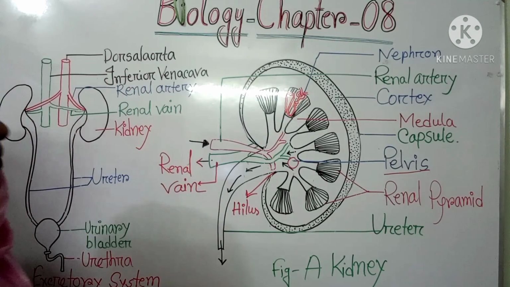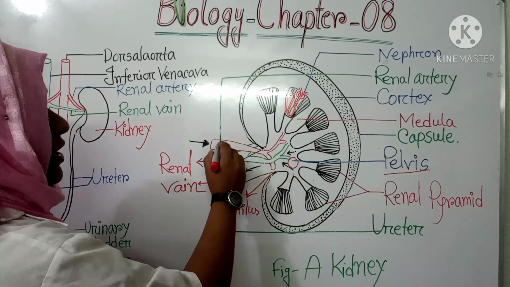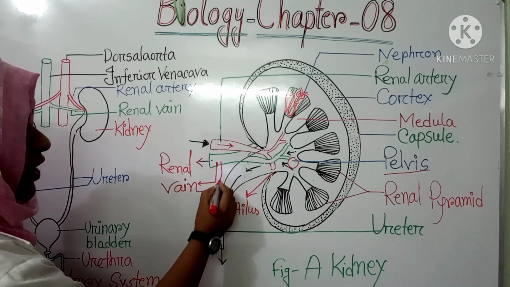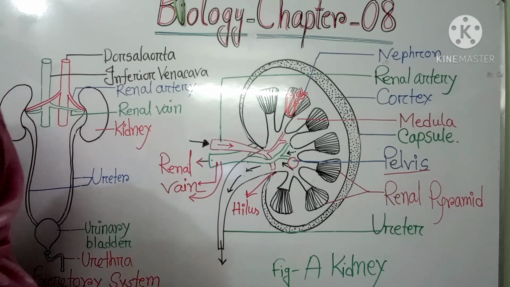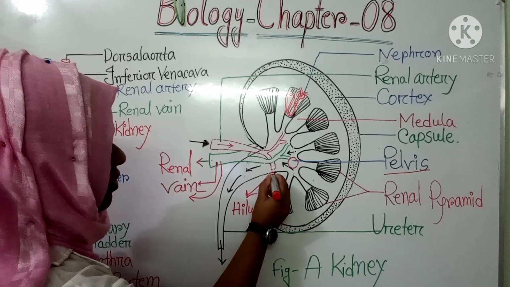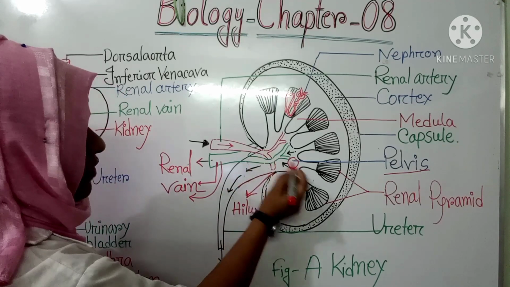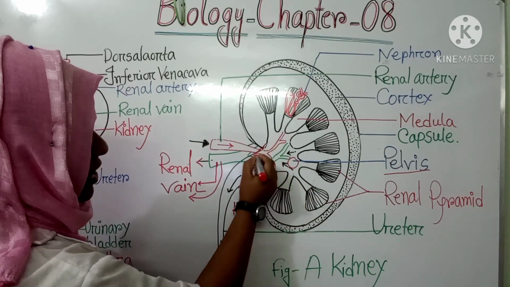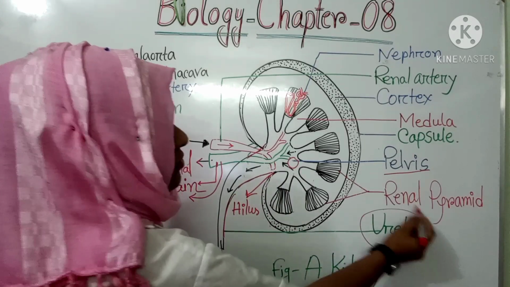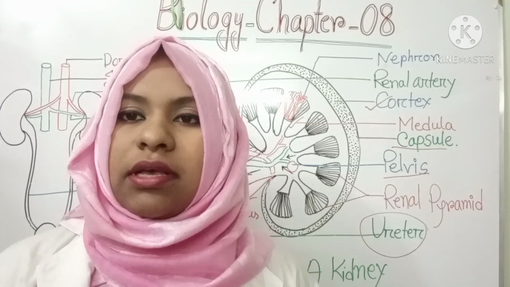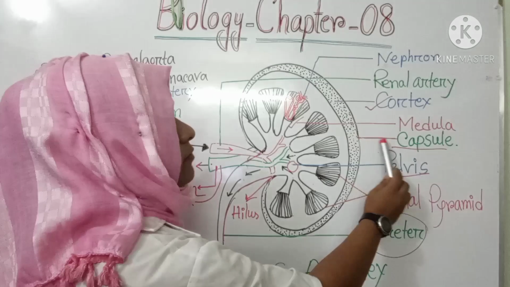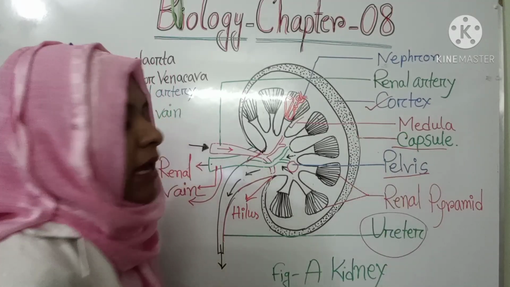From the pelvis, the renal artery enters the kidney and the renal vein comes out. The pelvis is the enlarged funnel shaped part of the ureter. Each kidney is enclosed by a fibrous membrane. This is called the capsule.